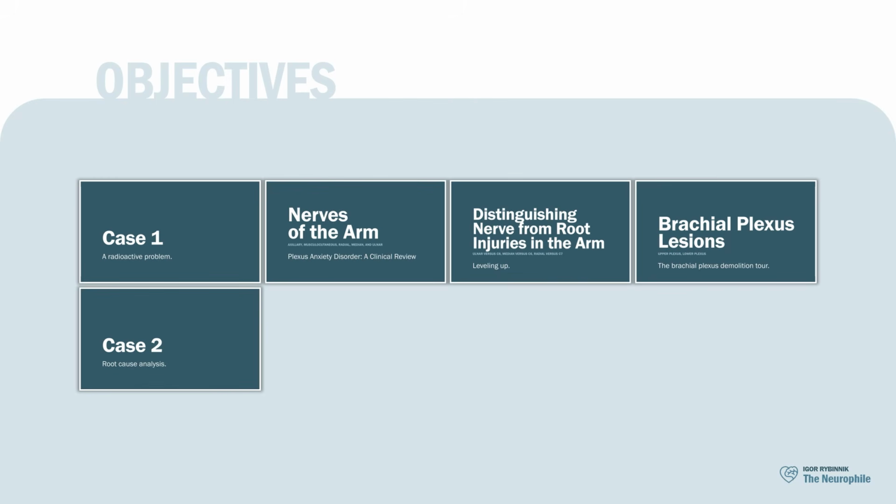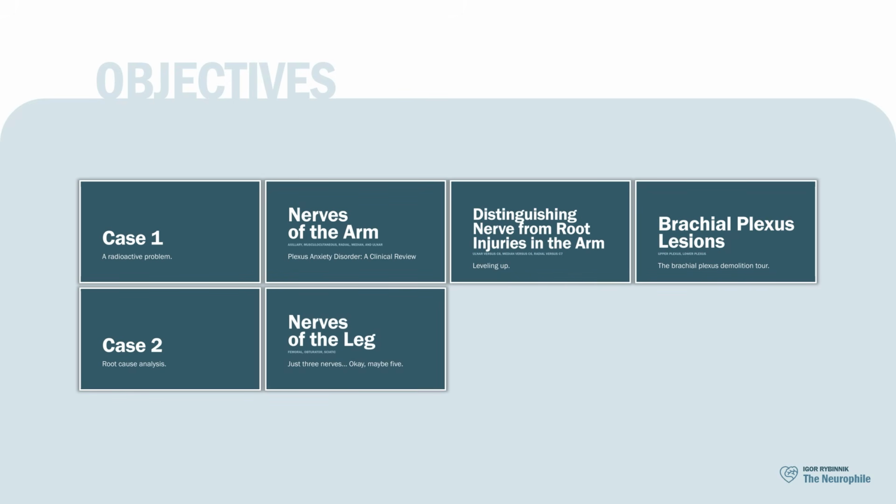Then we'll move on to the second half of our journey, starting with another case, this time involving the leg. That means shifting gears to the lumbar plexus. Here, we'll review the 3 major nerves of the leg: the femoral nerve, the obturator nerve, and the sciatic nerve. And since the sciatic nerve splits, we'll also cover its 2 branches, the tibial and common fibular nerves.